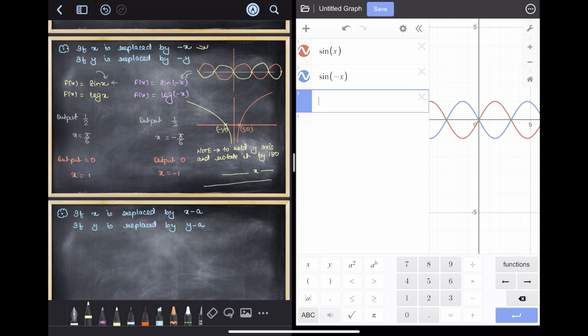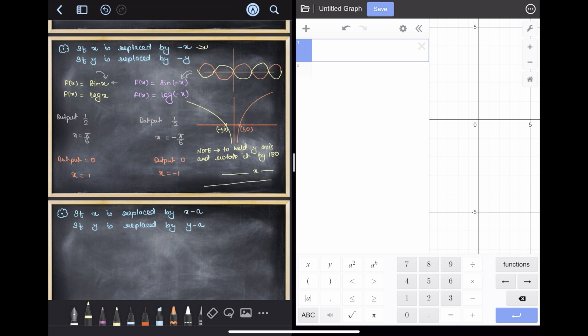Now look at this. If you'll observe, look at this. Means this is true that if we will hold y-axis and rotate it by 180 degree, we will get that situation. Okay? Is that clear?